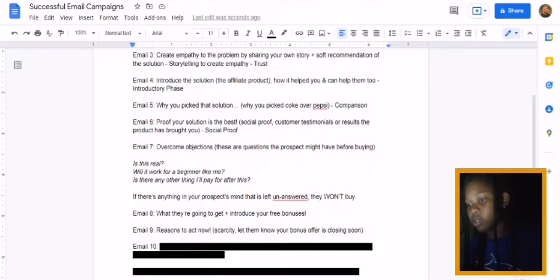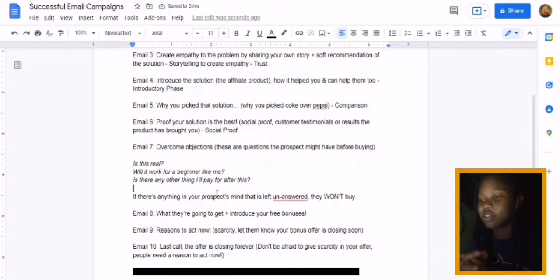So in the 10th email, you tell them this offer is closing forever, though it's not closing forever. This is just to increase the urgency and the scarcity, just to make them act now. So these are basically 10 successful email campaigns that, if you use them for your follow-up, you will definitely gain conversions. All right.